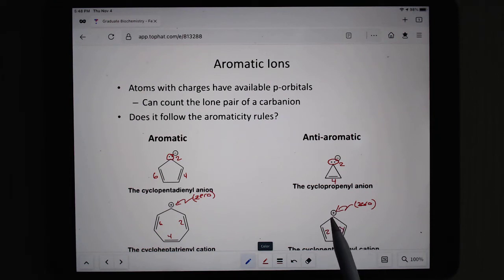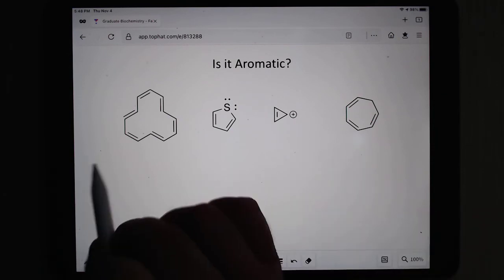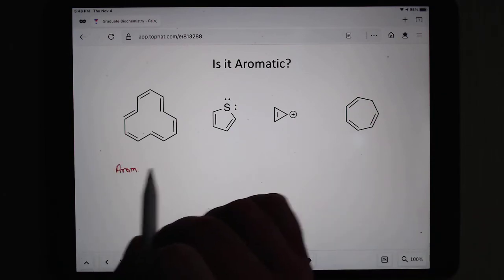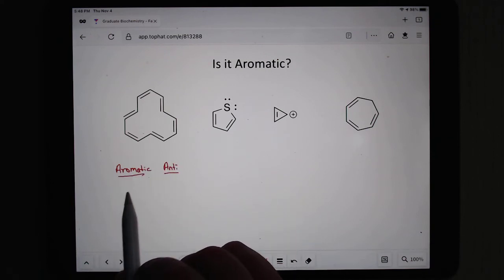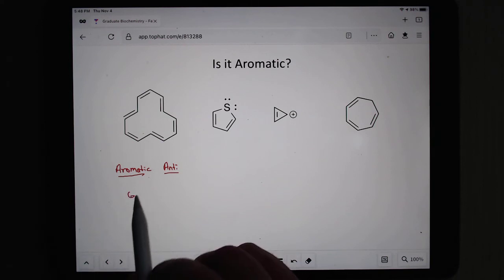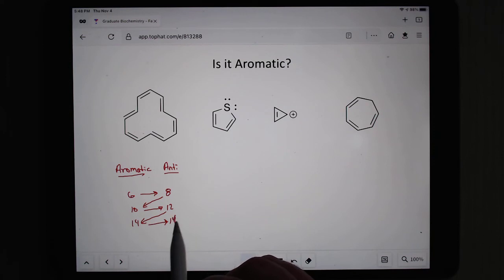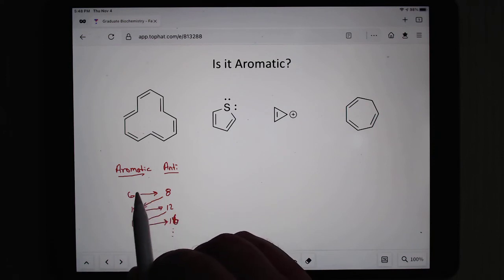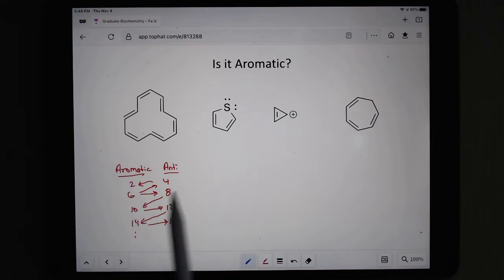Okay. Right? Because again, this ends up being a 0 when we're counting because there's no extra electrons. So, is it aromatic? If we want to put our Huckel numbers down here, aromatic versus anti, right? We know 6 is aromatic because that's benzene. So we're just going to start going here: 8, 10, 12, 14, 16, and so on. But we can also do 4 and 2. So 2, 4, 6, 8, 10, 12, 14, 16, and so on.